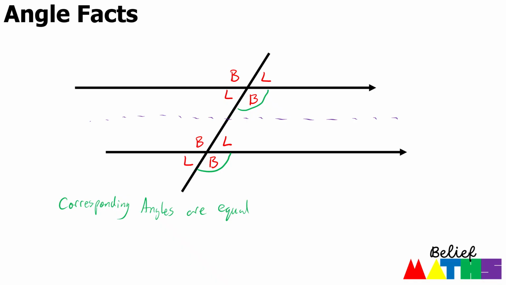The second one you could have is, let's use a different color. Let's say this L here, that's in the top right. And then the opposite of that is the bottom left. So it's in the opposite position. If they're in the opposite position, they're alternate angles. And you can see they're also equal. So opposite position. And then these ones were same position.